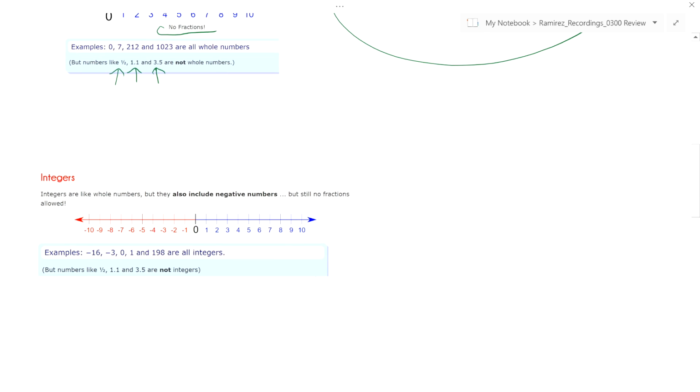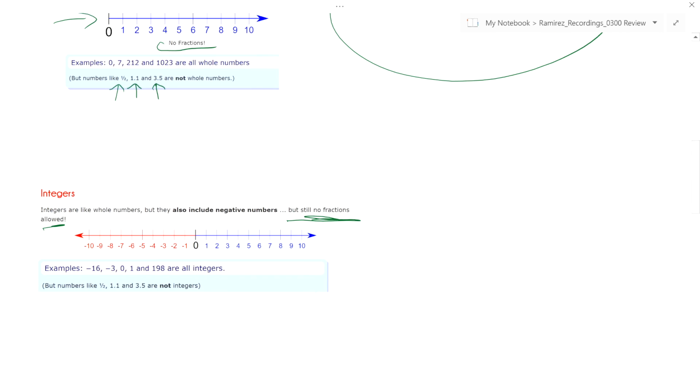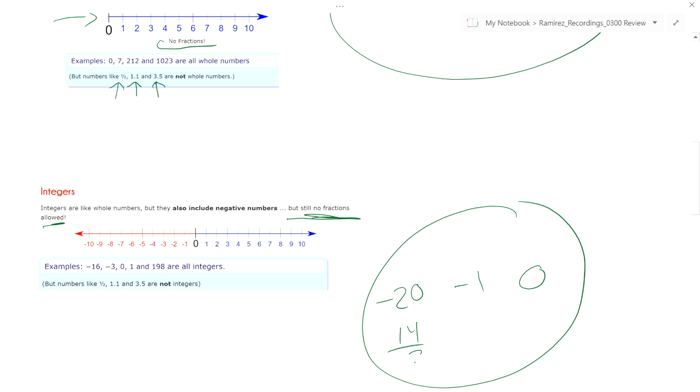Now we move on to the integers. The integers are like whole numbers, but they also include the negative numbers. If you'll remember, whole numbers and natural numbers do not include negative numbers. But pay attention here: for integers, there are still no fractions allowed, and also no decimals. Looking at our set from the original problem, the integers will be negative 20, negative 1, 0, 14 over 2, and the square root of 64.